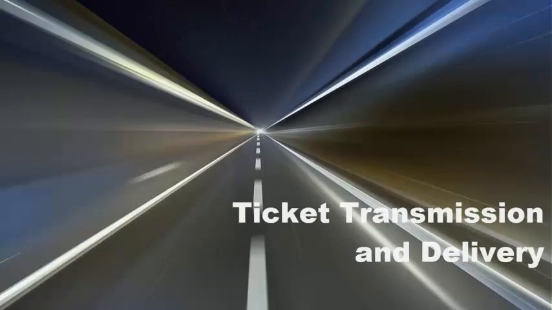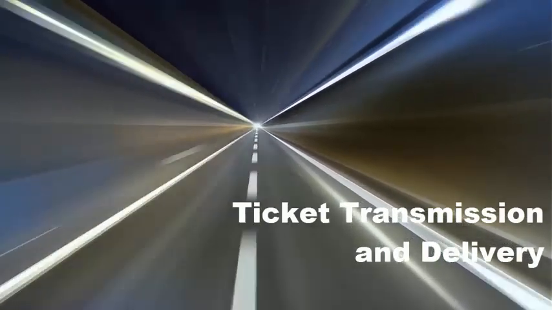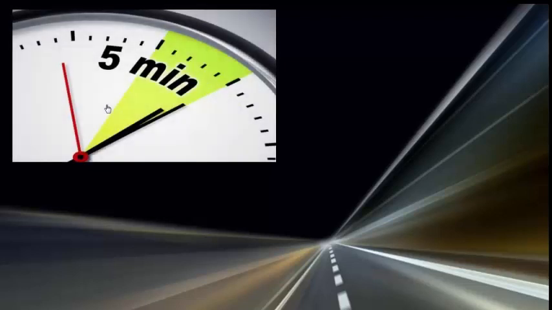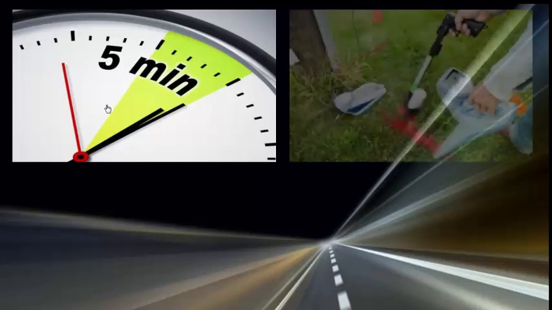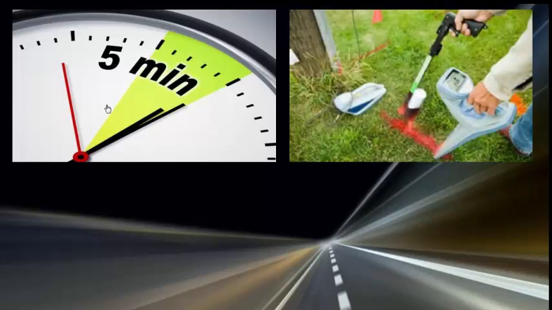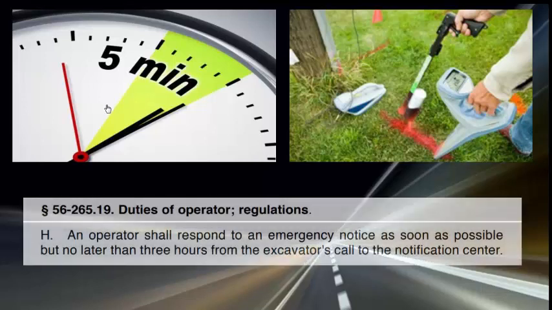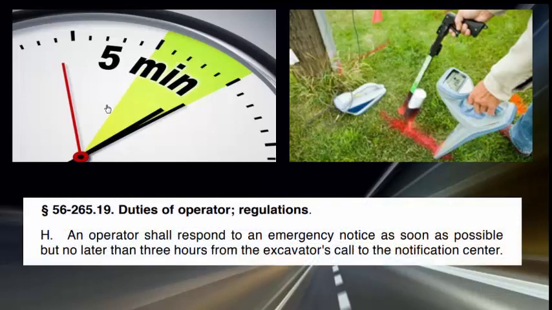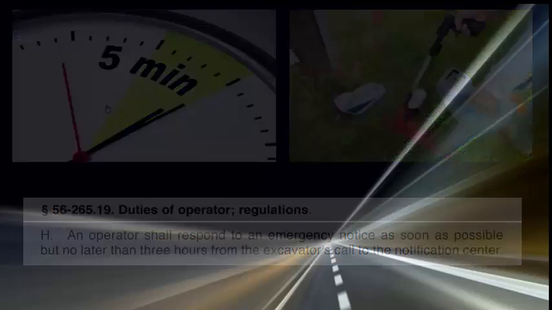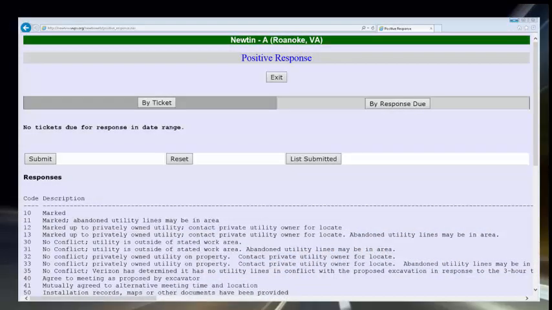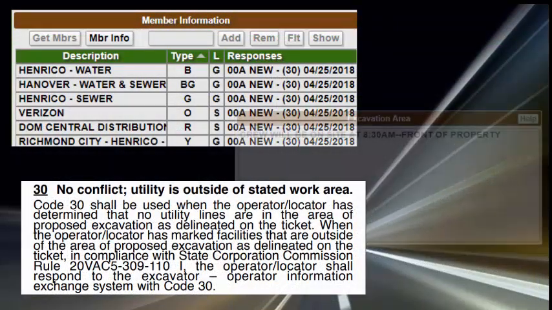An emergency ticket is transmitted to the member utility or contract locator within 5 minutes of the time the ticket is submitted. If applicable, the utility member or contract locator will mark the approximate location of the underground lines within 3 hours from the time the ticket is transmitted. The utility member or contract locator may enter a response code on the positive response system if their utility lines are not in conflict with the description of excavation.